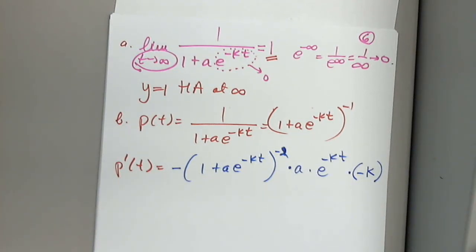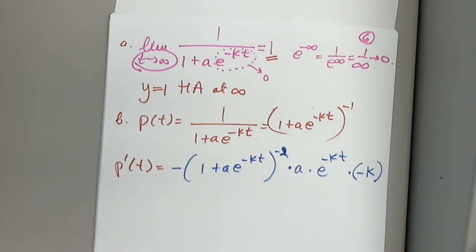So one more time, we bring the negative 1 in front, we subtract 1 from the power, and we differentiate the inner function. 1 prime is 0. When I differentiate the constant times the function, the constant stays outside. Now I differentiate the function. But it's e to u that we just practiced. E to u prime is e to u times the inner function prime, which is negative k.